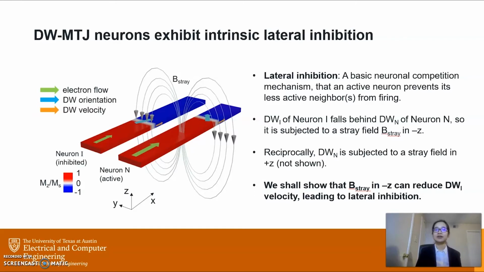Since the lateral inhibition of the domain wall neuron arises from the magnetostatic interaction of the neurons themselves, it is intrinsic to the device. So there is no external circuitry required to implement such a feature, and it will reduce the chip area and power consumption.